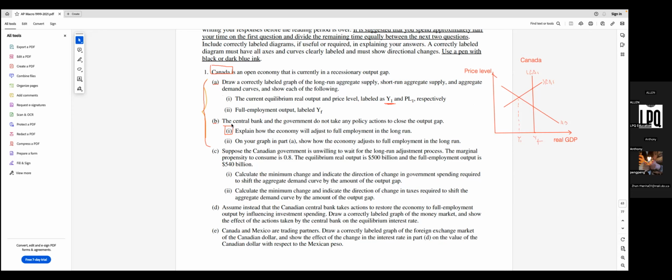Question B: the central bank, which we will talk about next week, and the government do not take any policy action. So really the keyword is no government intervention. Not taking any policy actions means there is no governmental intervention in this graph. How can this economy go back to the potential GDP?